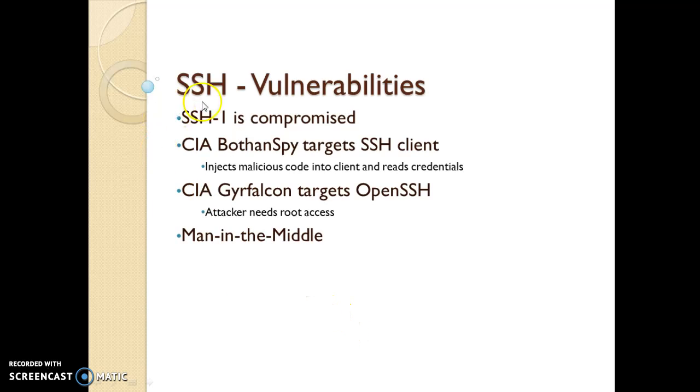Then we get to some vulnerabilities. First of all, one of the original versions of SSH, version 1, is compromised and should not be used. A couple of years ago it was discussed that Edward Snowden absconded with some information, and it was released that the CIA could actually intercept communications on the internet. That was discussed here, this Bothan spy, that targets SSH clients, and then this Gyrfalcon targets OpenSSH.